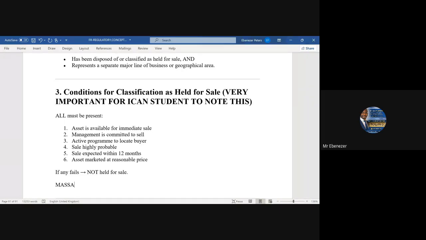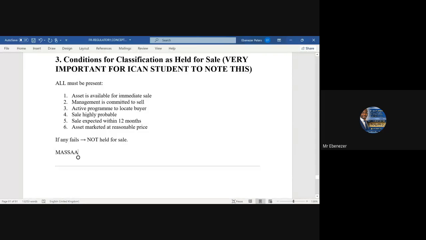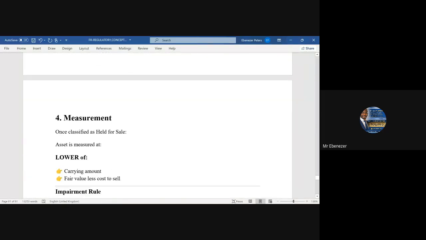So we have MASA. I hope we have 3 A's here. So we have MASA. All right, can we go ahead? Is it clear enough? All right, so those are the conditions that must be fully met.